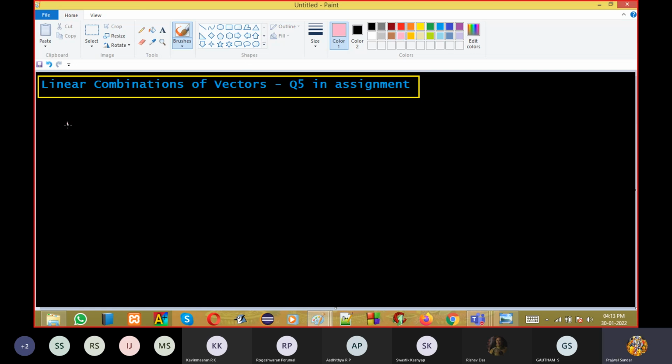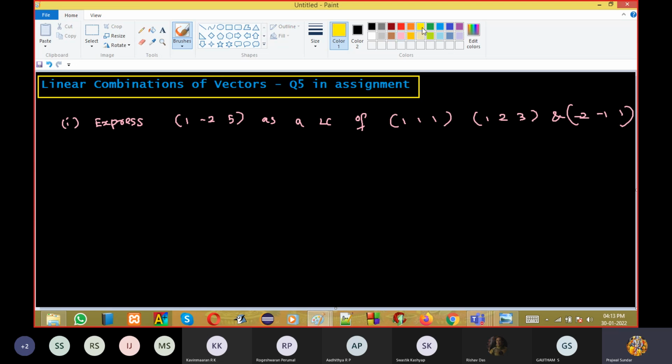First question they are saying, express 1, minus 2, 5 as a linear combination of 1, 1, 1, 1, 2, 3 and minus 2, minus 1, 1. Okay, this is a question that is there in the assignment.